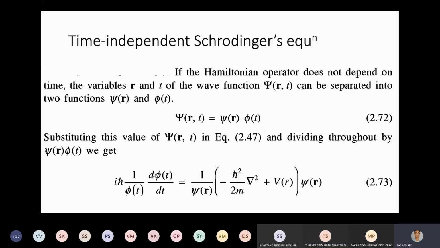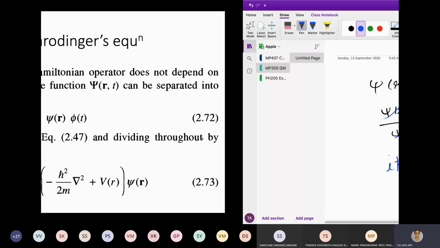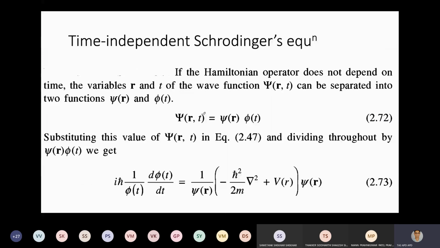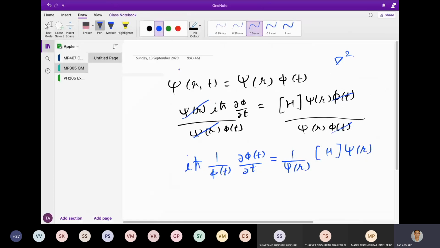Okay, so what we were doing was that we said that we want to separate this wave function into two parameters, and then we substituted this whole into equation 2.47. So 2.47 is nothing but our time dependent Schrodinger equation. That is, iħ ∂psi/∂t is equal to the Hamiltonian operator acting on psi. That is our Schrodinger equation in 3-dimension format. And psi over here is a function of r and t on both sides.